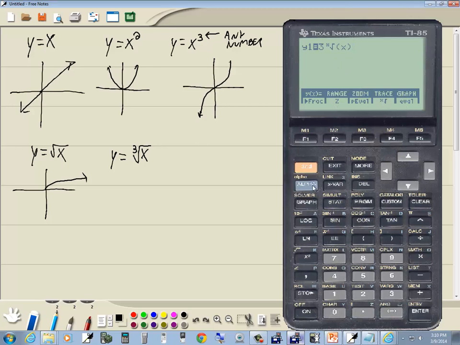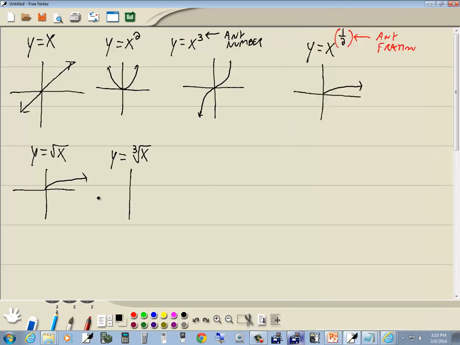And then we want graph, so I'll do an exit. And the button right below the graph is F5. Okay. And that would be our cube root.